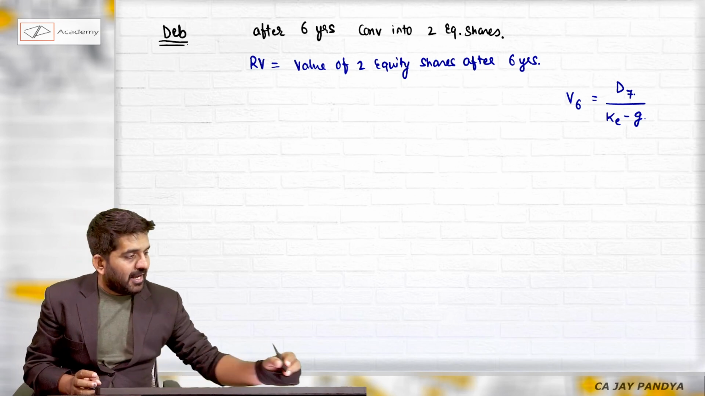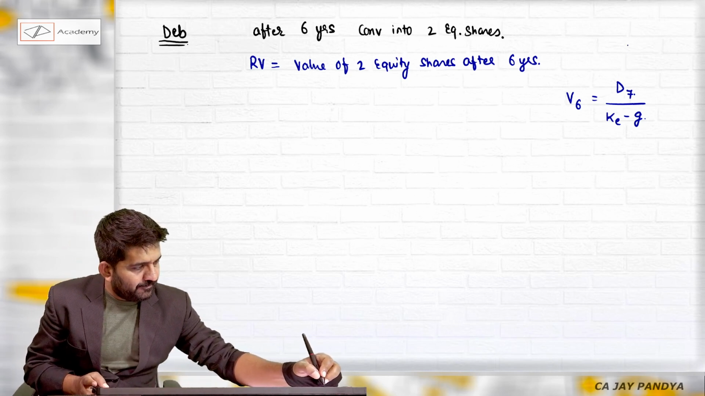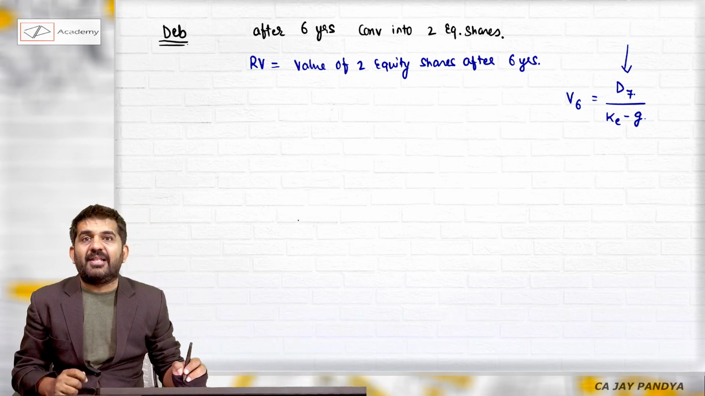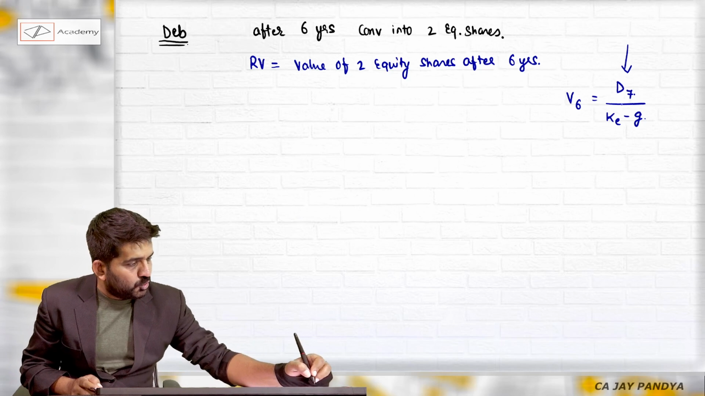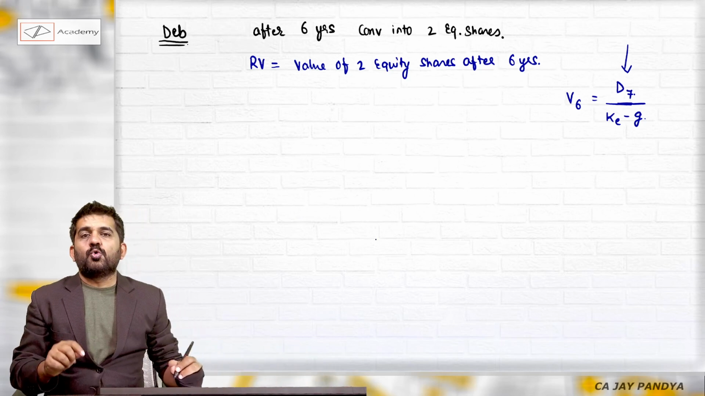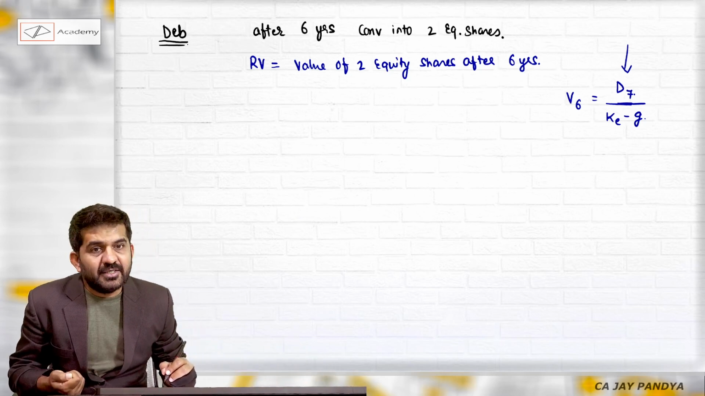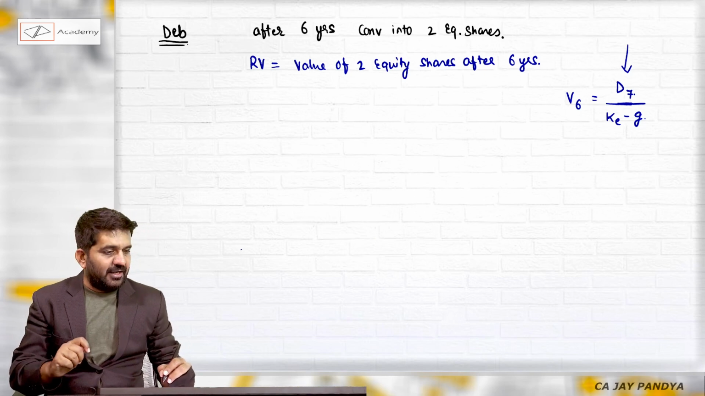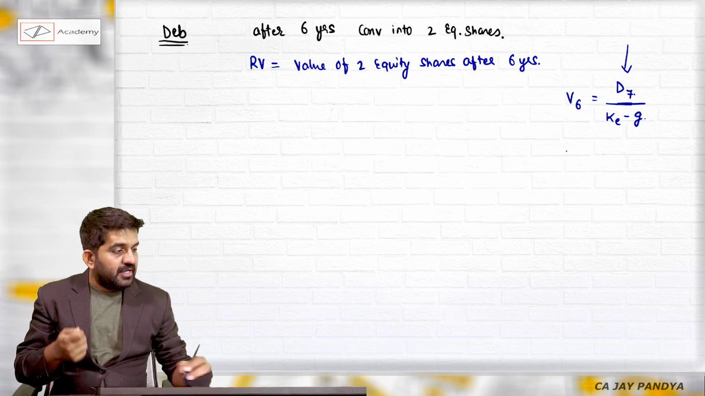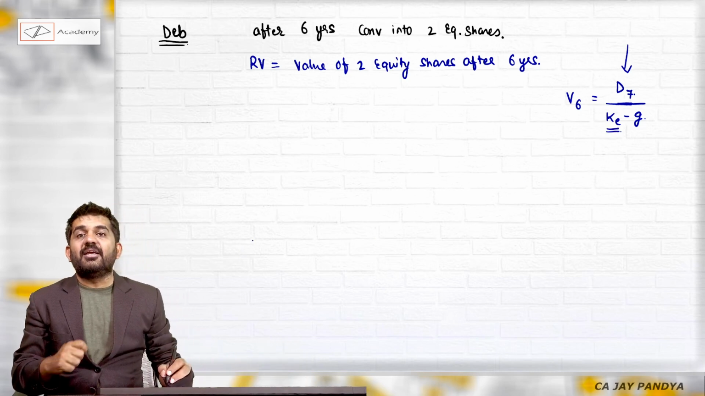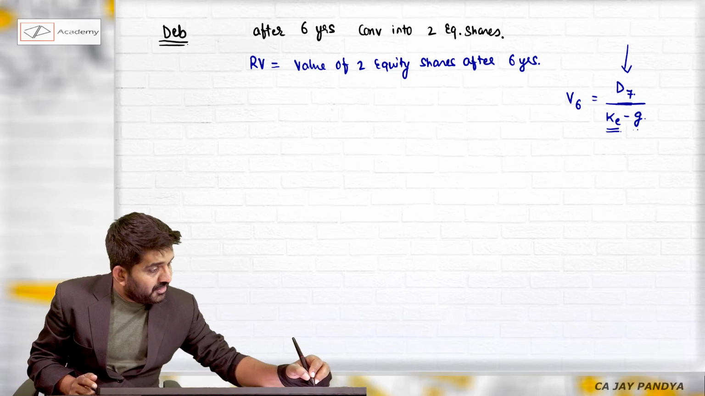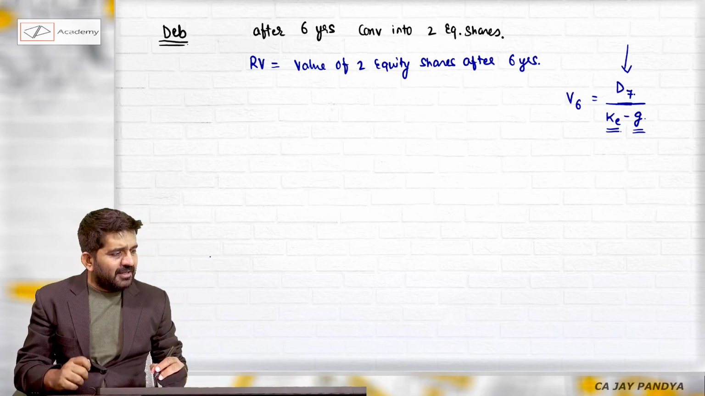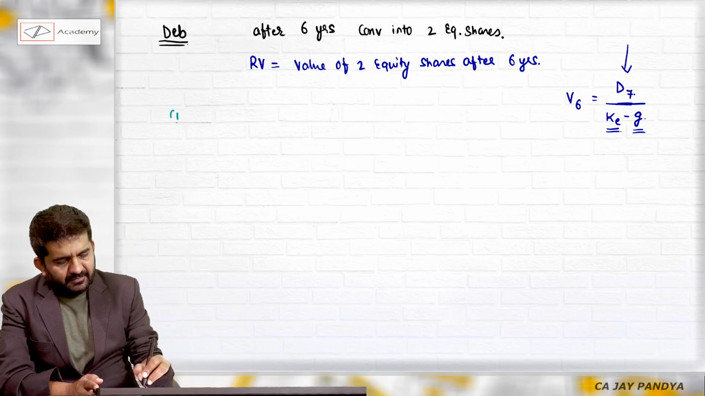But here I am not taking D1. Why? I don't want value today. I want value after 6 years. So I am taking D7 so that I can get value after 6 years. Now D7 is also not directly given, so I'll have to find out D7. KE is not given, so I'll even have to find out KE. G is also not given, so I'll have to find out G. Let me first start with KE.